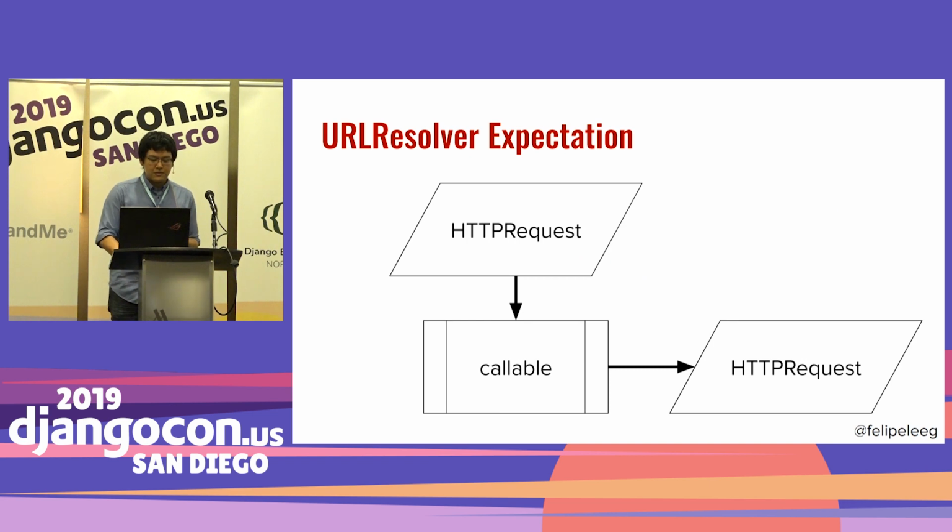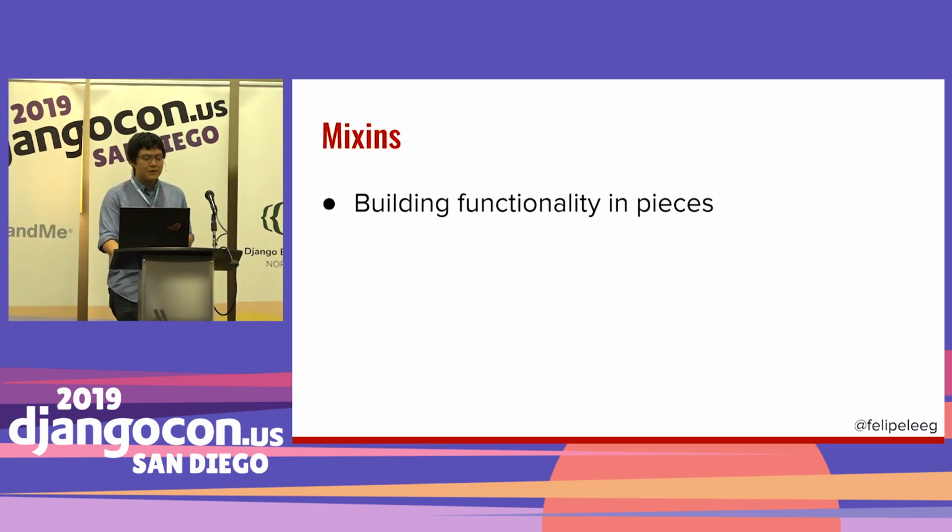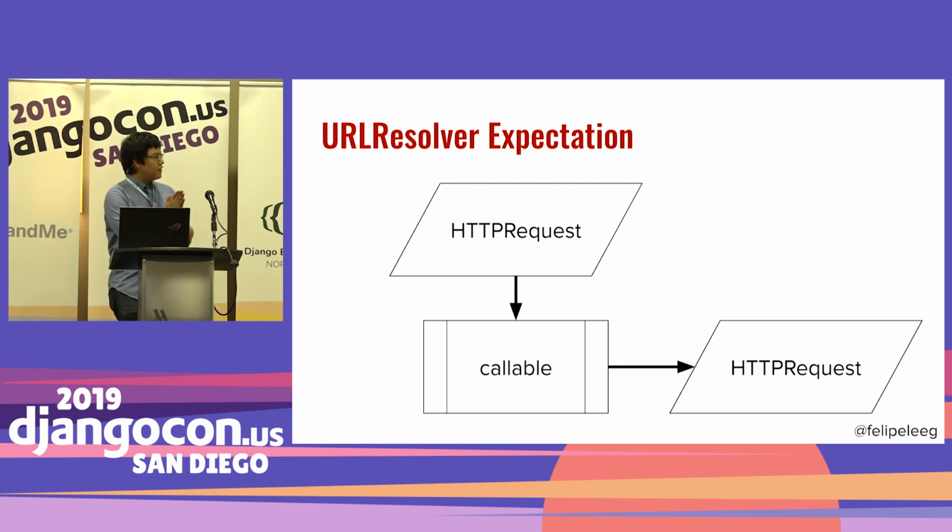I have this diagram again just to show it, and it also has the same typo that I didn't fix on the second one. It returns a response, not a request. All right, so at this point, we now have class-based views.